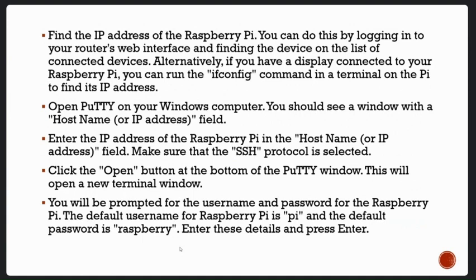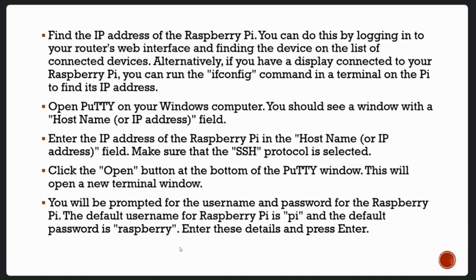Then you have to find the IP address of this device. You can do this by logging into your router's web interface and finding the list of connected devices, where you can find the Raspberry Pi and get its IP address. Alternatively, if you have a display connected to your Raspberry Pi, you can run the ifconfig command in the terminal to find its IP address.